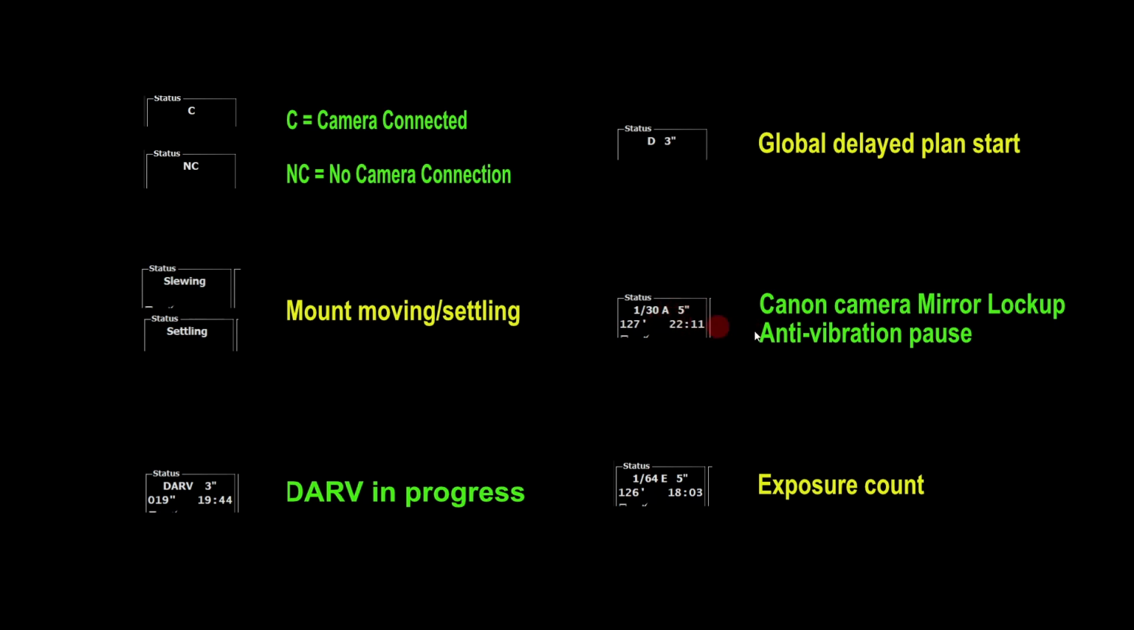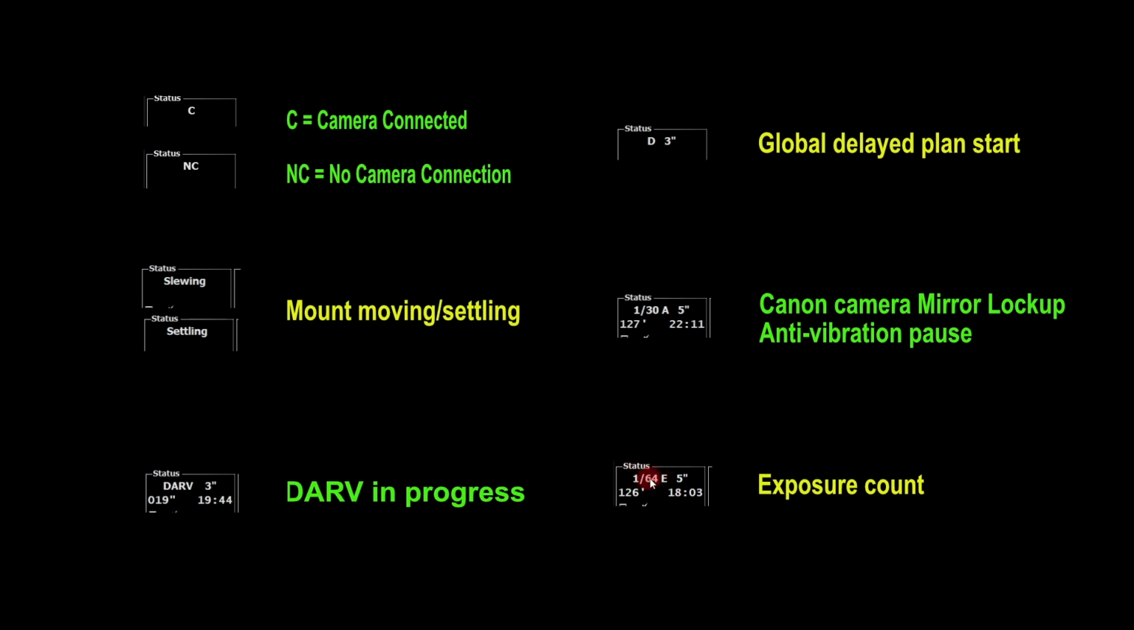So that's what the A means, and you'll only see that if you have the Canon mirror lockup enabled. Next is the main one everyone sees, and that's your exposure count details. So basically you've got the number of exposures and which exposure you're on. Just remember that any command lines you have in a plan are also included in these totals.